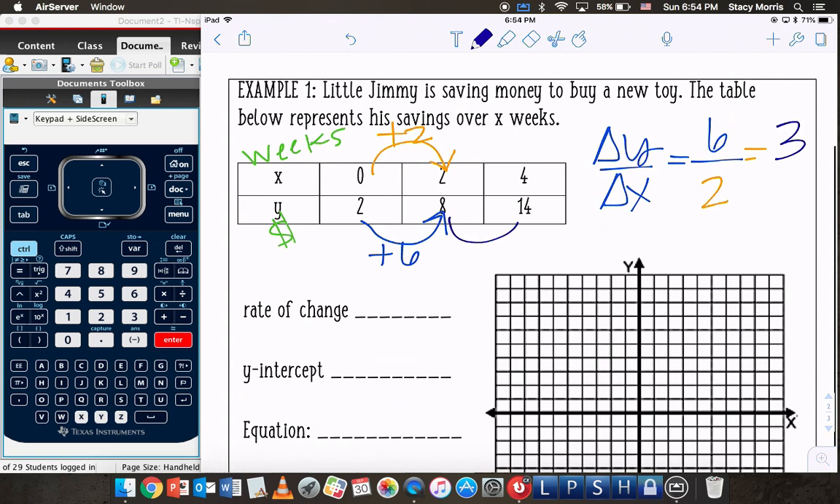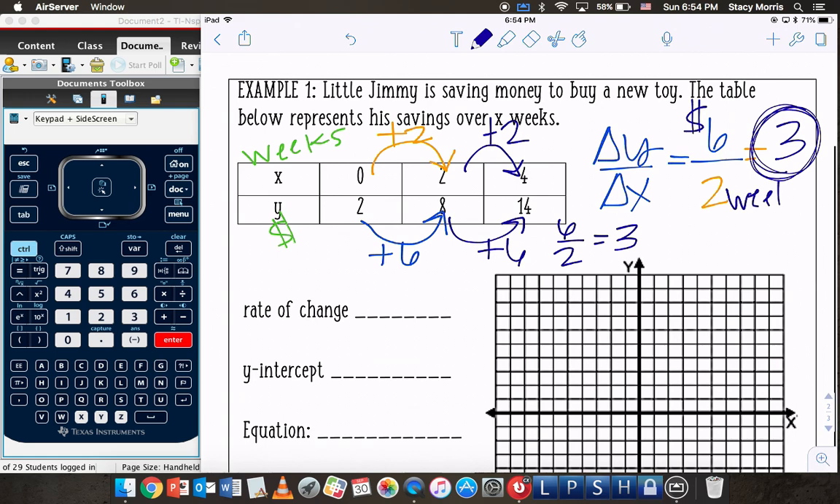So if I try that again, 8 to 14 is plus 6. 2 to 4 is plus 2. And 6 divided by 2, again, is 3. So the rate of change for little Jimmy and his saving money is $3 per week, right? 6 was dollars on the top. On the bottom, it was weeks. So he's saving $3 per week. So I'm going to write that here. His rate of change is $3 per week.